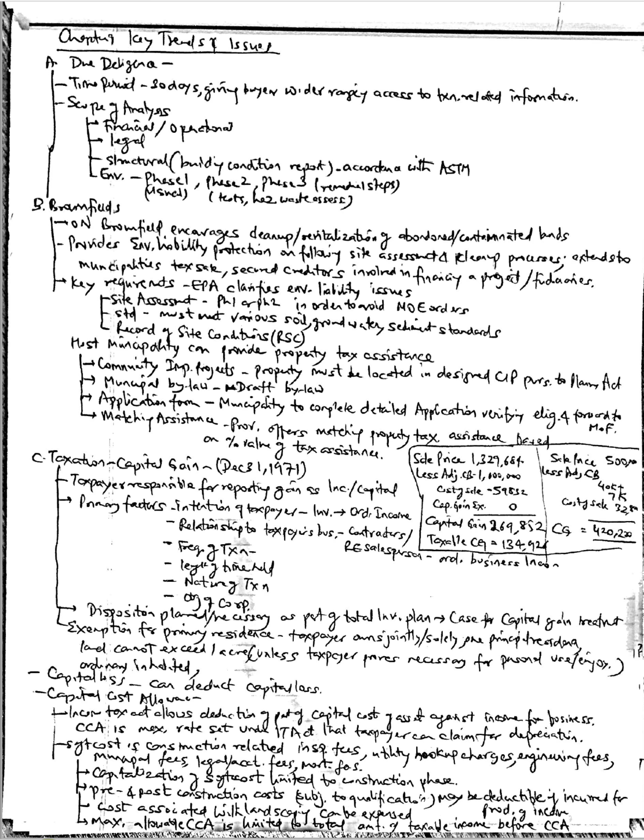So to recap, the brownfield legislation amends various acts like the Municipal Act and Planning Act to facilitate brownfield development. Essentially, Ontario's brownfield legislation encourages cleanup and revitalization of abandoned and contaminated land and provides environmental liability protection following site assessment and cleanup procedures, and extends to municipal tax sales, secured creditors involved in financing a project, and unauthorized fiduciaries. Key requirements: the EPA clarifies environmental liability issues. There is a site assessment.